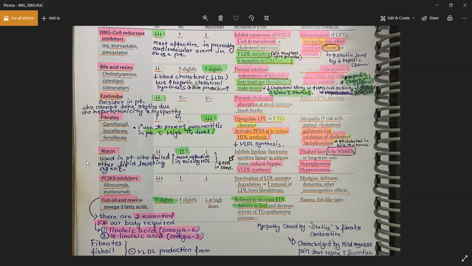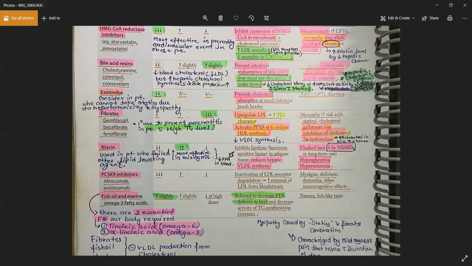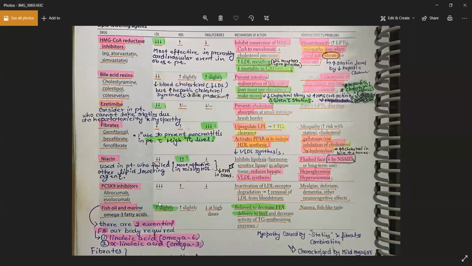Niacin we have discussed: it inhibits VLDL synthesis and decreases the release of free fatty acids from the adipose tissue. It will decrease the cholesterol, increase the HDL, and slightly reduce the triglycerides. PCSK9 inhibitors we have discussed. Fish oil capsules slightly increase the cholesterol level, but decrease the triglycerides and increase the HDL level also. And one more thing for niacin, it increases the release of prostaglandins, so it can cause pruritus and flushing. So you will use NSAIDs or aspirin along with niacin as initial therapy.